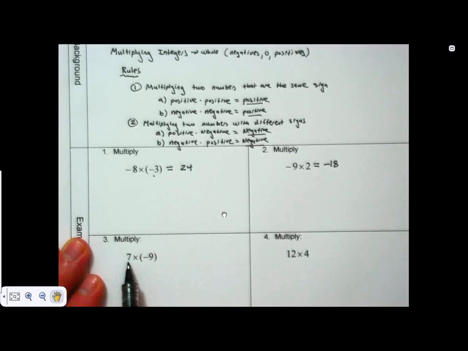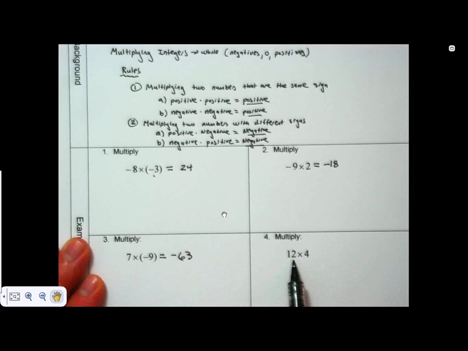Okay, so if we look at number 3, well, we've got a positive times a negative. They're different signs. So what that means is my answer is going to be negative. So 7 times 9 is 63. But I know my answer is going to be negative. So an important thing to remember is that when we do multiply integers together, the multiplication process doesn't change. In other words, we're still going to get the same answer as if I were multiplying positive 7 times positive 9. What's different is what my ending sign is going to be.